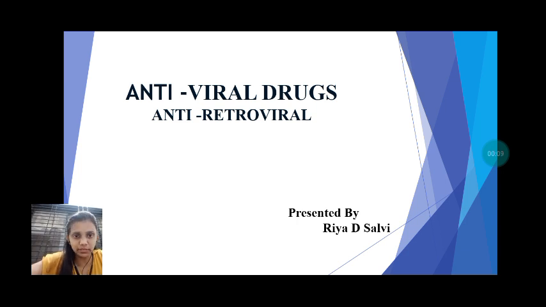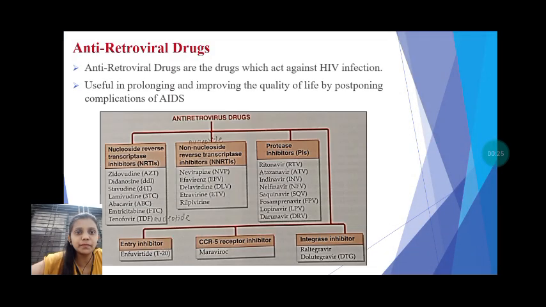the antiretroviral drugs. First of all, what do we mean by retroviruses? The viruses which have the enzyme reverse transcriptase are known as the retroviruses. HIV virus is a retrovirus. Then, what do you mean by antiretroviral drugs? The antiretroviral drugs are the drugs which act against the HIV infection. It is useful in prolonging and improving the quality of life by postponing the complications of AIDS.